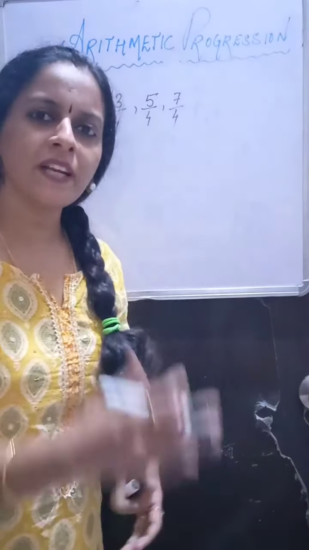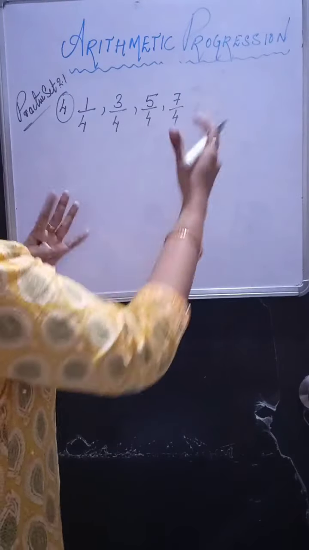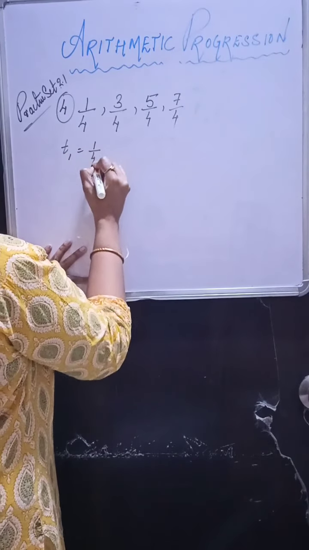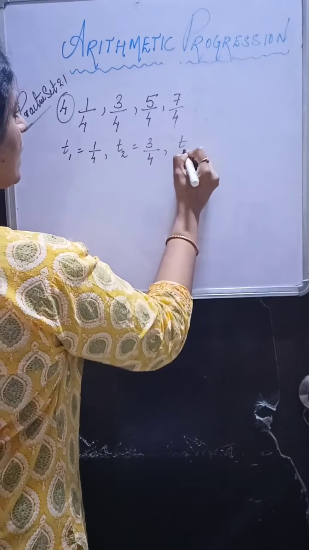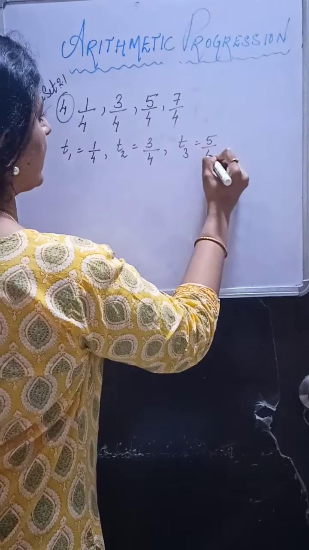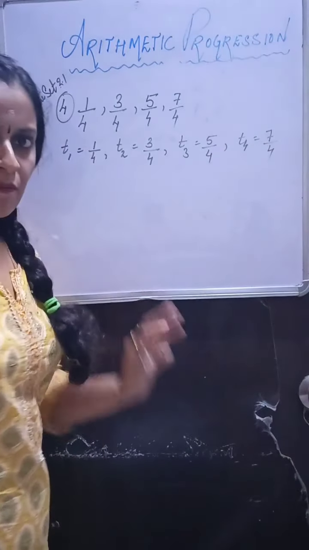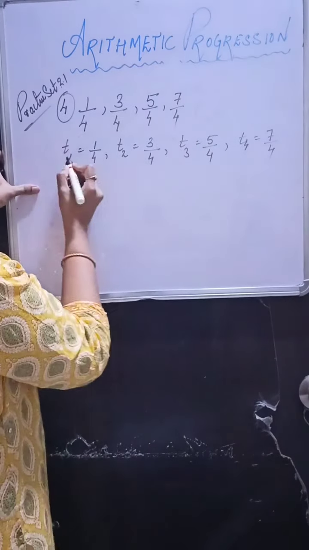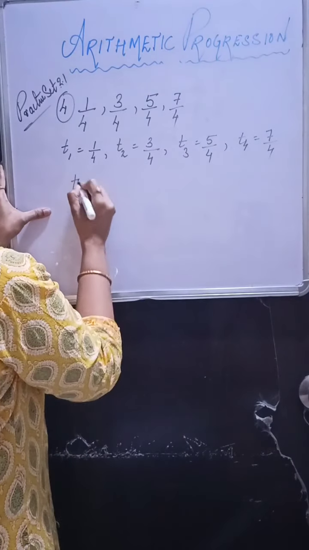Fourth question I have copied. Same way, they are asking the first term and the common difference. As we did in the previous sums, let us give this as T1, 1 upon 4, T2, 3 upon 4, T3, 5 upon 4 and T4, 7 upon 4. Do the same way as the previous sum and find out the common difference. So first term we already got 1 upon 4. What will be the common difference?